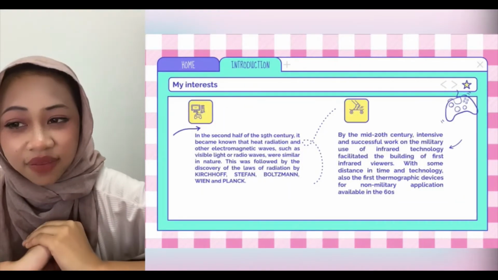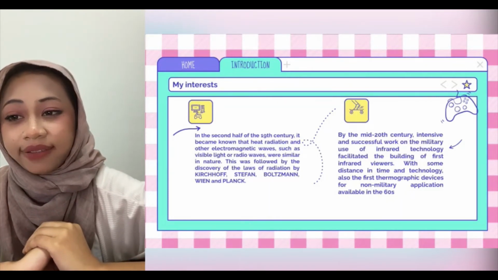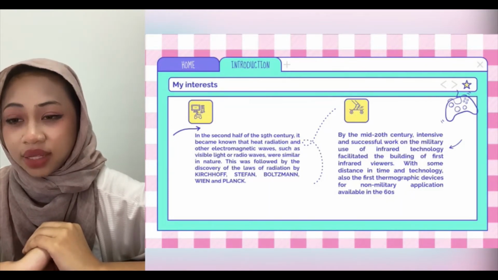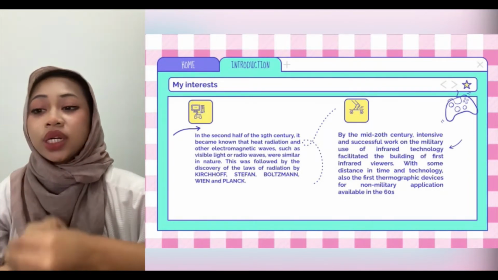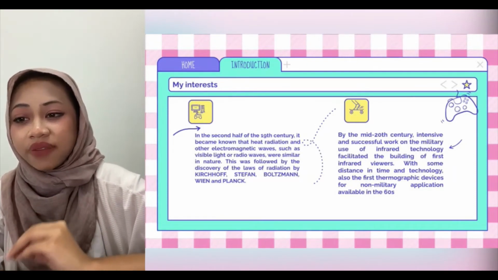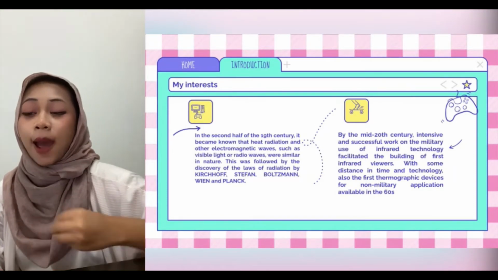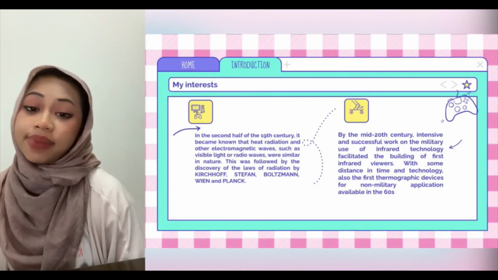In the second half of the 19th century, it became known that heat radiation and other electromagnetic waves, such as visible light or radio waves, were similar in nature. This was followed by the discovery of the laws of radiation by Kirchhoff, Stefan, Boltzmann, Wien, and Planck.